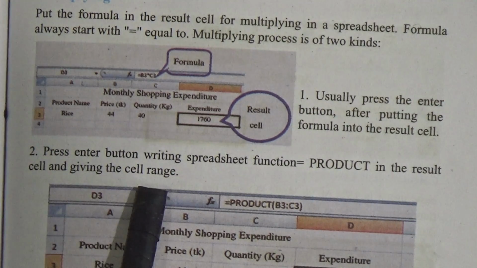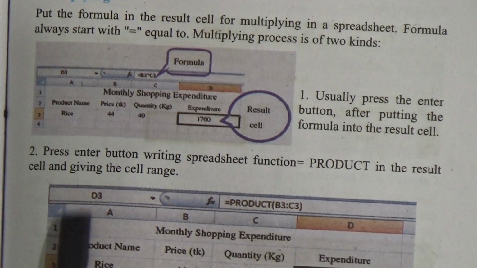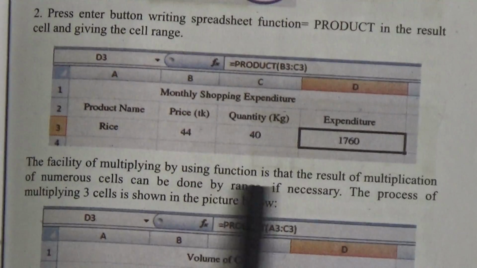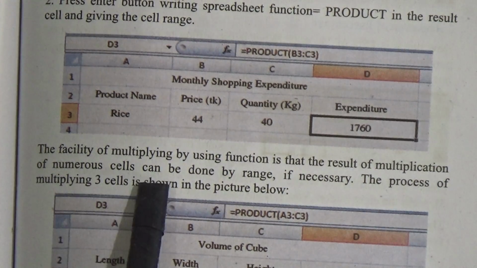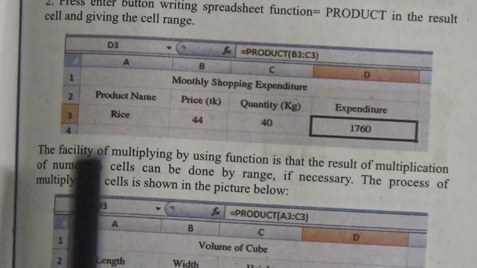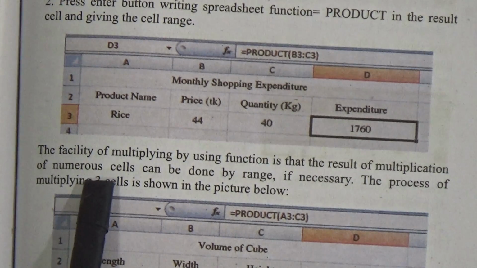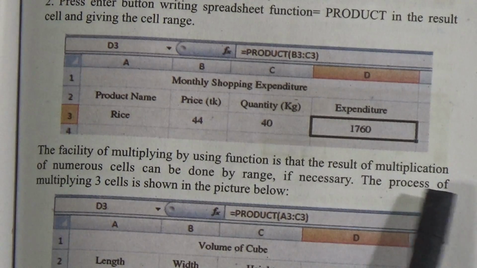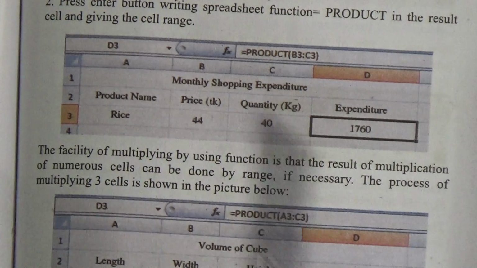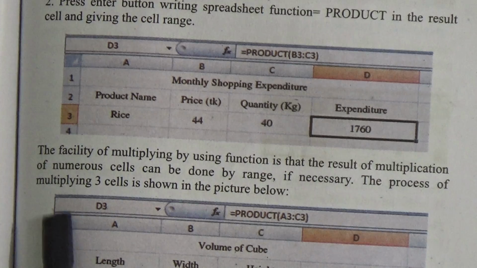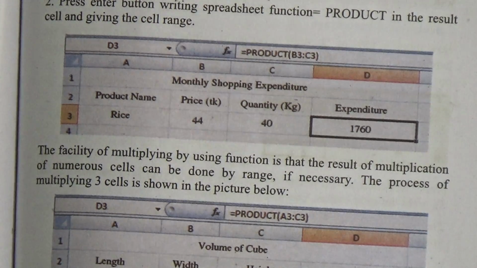giving the cell range. So here you can see another. The facility of multiplying by using function is that the result of multiplication of numerous cells can be done by range. Numerous means huge in number. If necessary, the process of multiplying 3 cells is shown in the picture below. So here you can see the process of multiplying 3 cells.